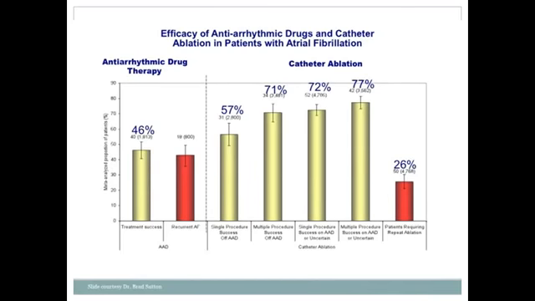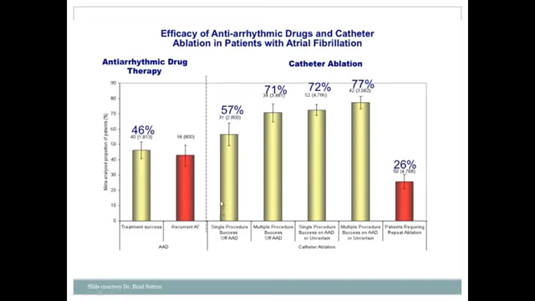So efficacy. How good is atrial fibrillation ablation? So antiarrhythmic drugs, okay, on drugs we have a success rate of about 46%, okay, 46% success rate. With catheter ablation, and these are all numbers, I think this is from 2008 or so.